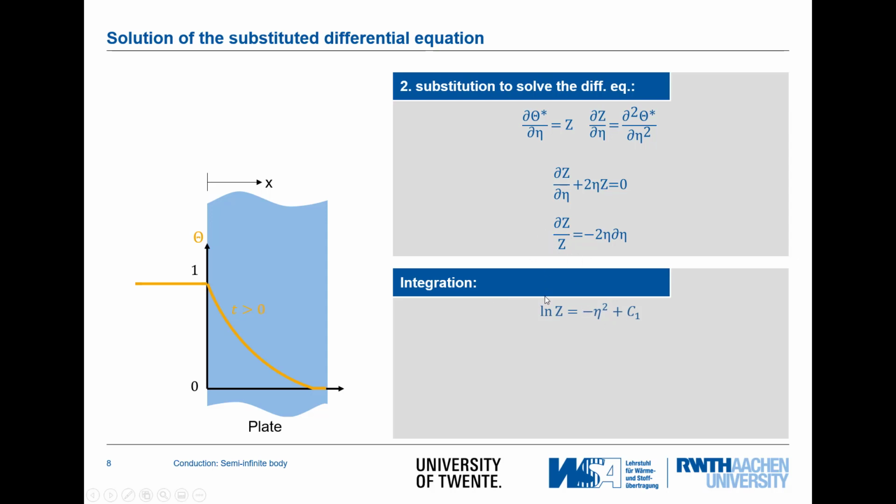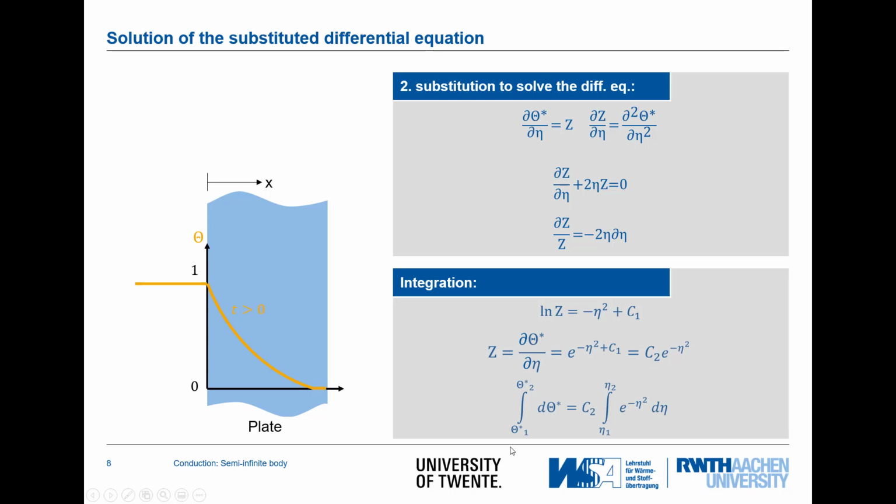So integrating the left side will give us a logarithm of z, and integrating the right part will give us minus eta squared plus a constant c1. So we can explicitly write z now as the theta star d eta, and if we take the exponent of ln z and the exponent on the right side, we get the right side of our equation. Because we have an exponent of c1, we can replace the exponent of c1 by c2. That's an equation for z now.